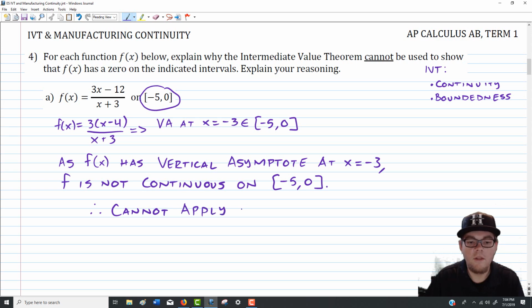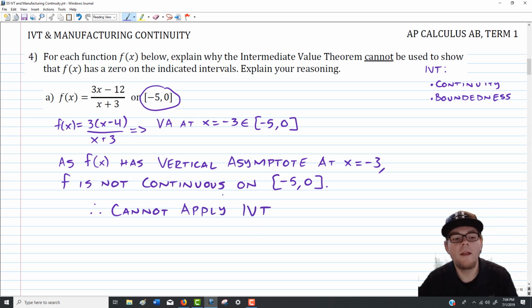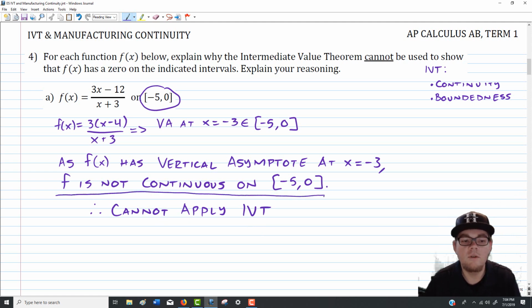So there is our thinking. We can't apply the intermediate value theorem because we just showed that f is not continuous on that interval. So straightforward, pretty simple to go through, but it really did pay off to be able to analyze that function a little bit and look at its discontinuities.